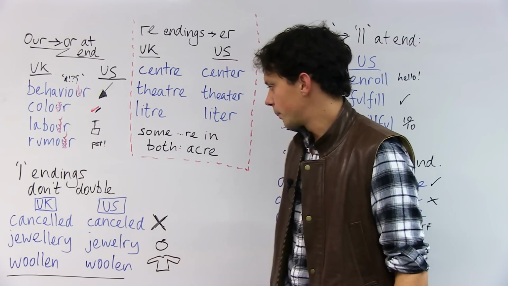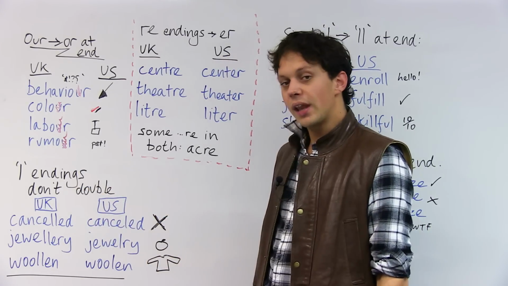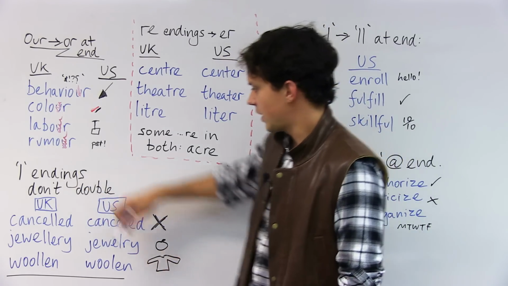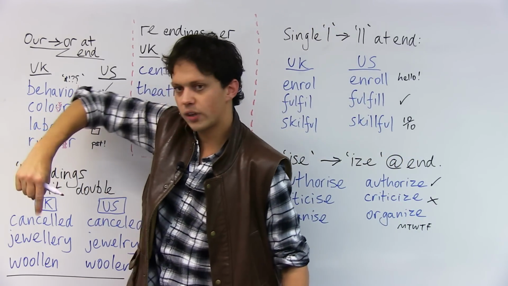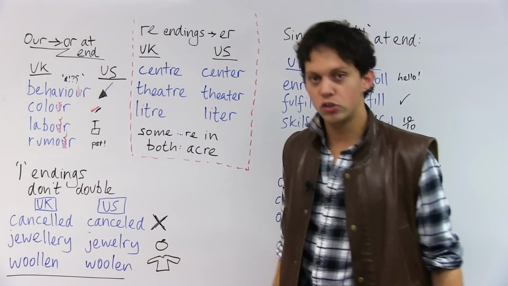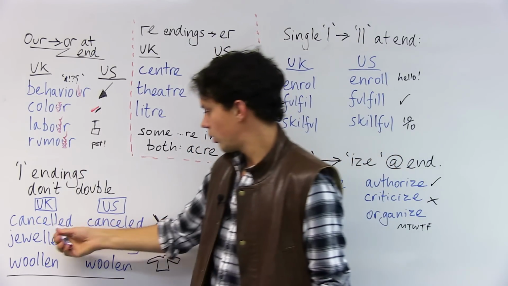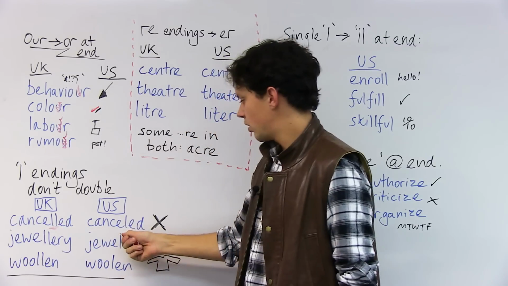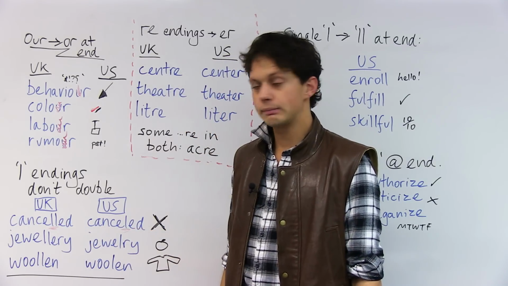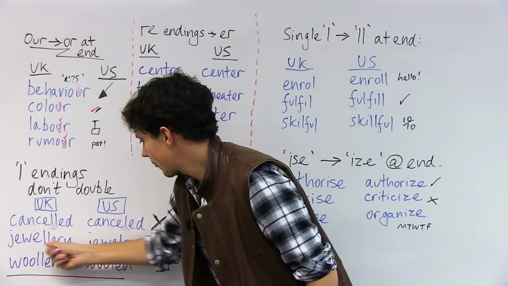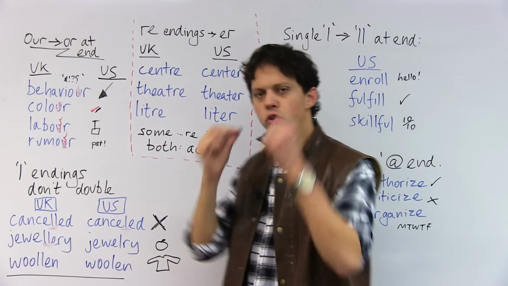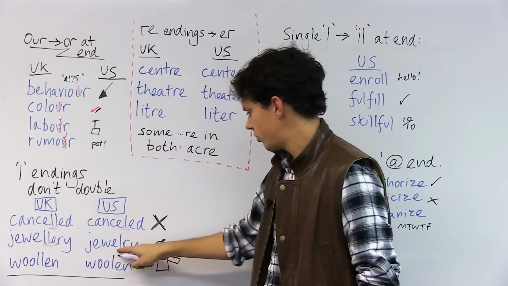Okay, L. Well, the Americans don't like doubling the L, so they don't like two pairs of legs, they just like one-legged people. Strange, I know. So, cancelled. With my two long legs, they chop a leg off. Jewellery. Okay, there's my two diamond rings, it just becomes one.